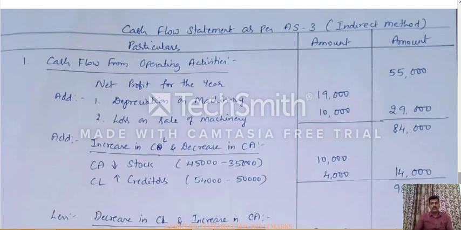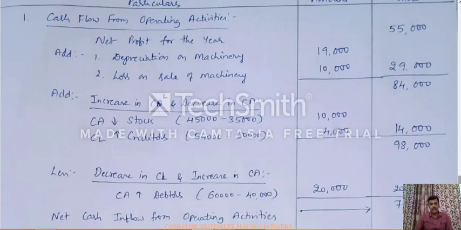Then we have to adjust increase in current liabilities and decrease in current assets, which results in inflow of cash for the company. So here we have decrease in stock by rupees 10,000. Opening balance is 45,000, closing balance is 35,000, a decrease of 10,000. So we have to record that in the inner column. Then creditors value has increased by rupees 4,000. 50,000 has risen to 54,000, that is a 4,000 increase, which we record here. So 10,000 plus 4,000, 14,000 you add, then the total will be 98,000.